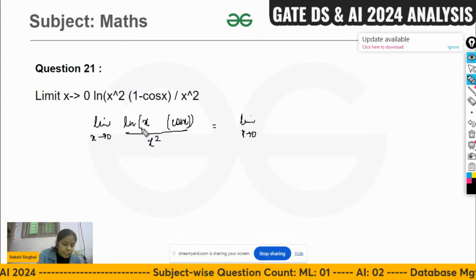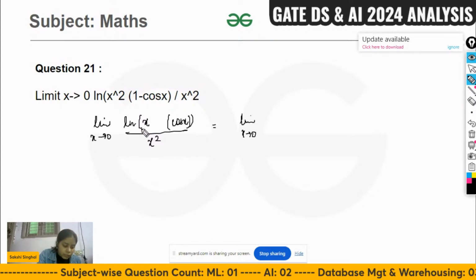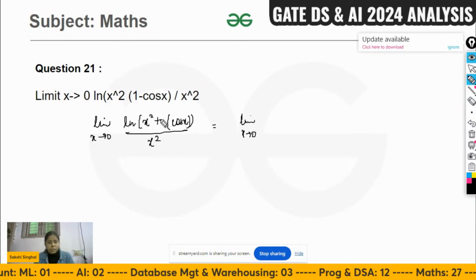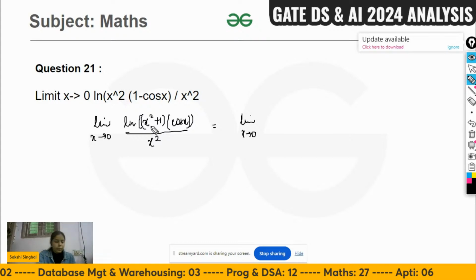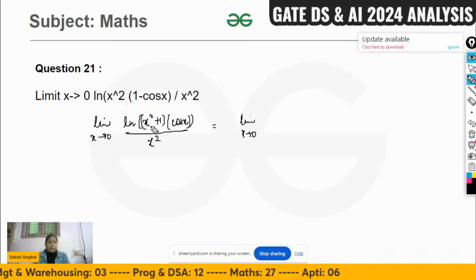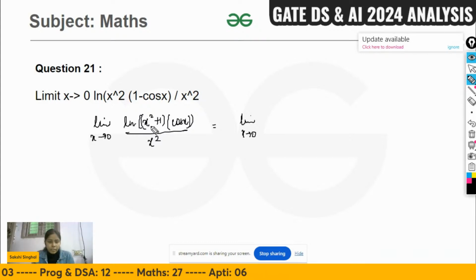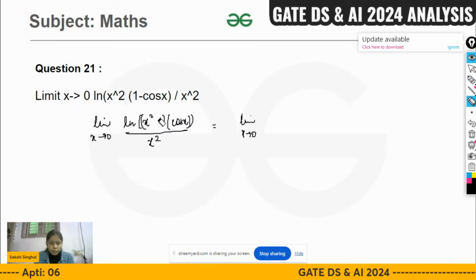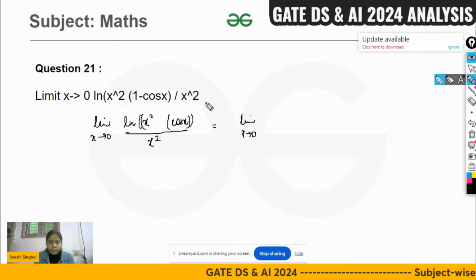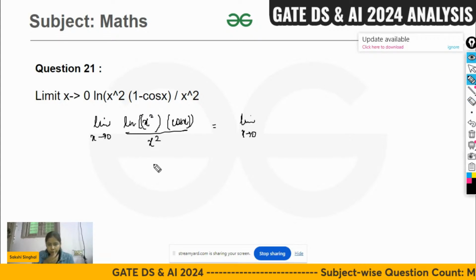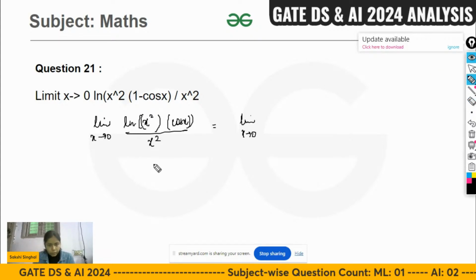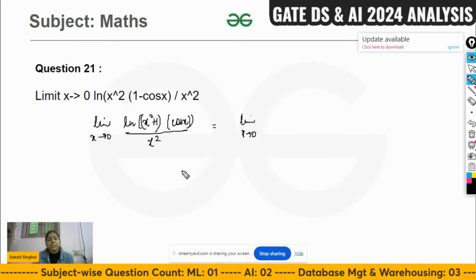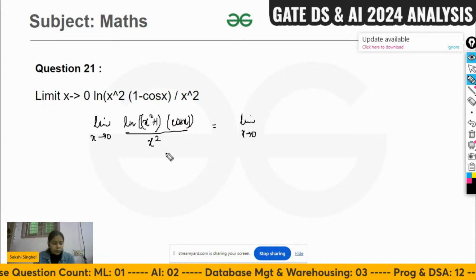Just tell me, guys, I have seen this question in the chat section only. So the question was log of x square plus 1. Okay, this was the question. So let's suppose it was the question, right? So what would I do? Okay, this was not the question, because we'll get 0 by 0. So the question was like that, x square plus 1 cos x, because then we'll get 0 by 0 form, right?